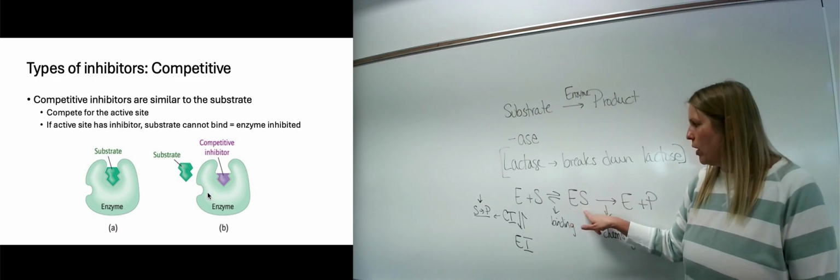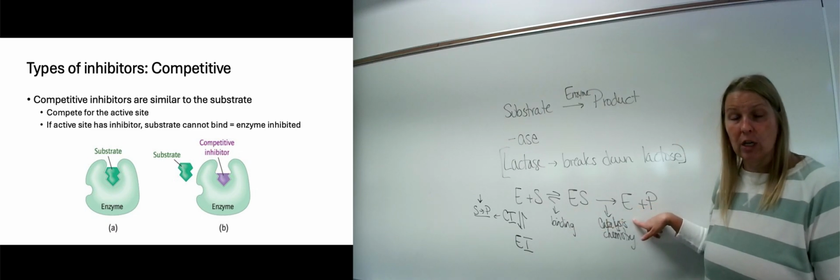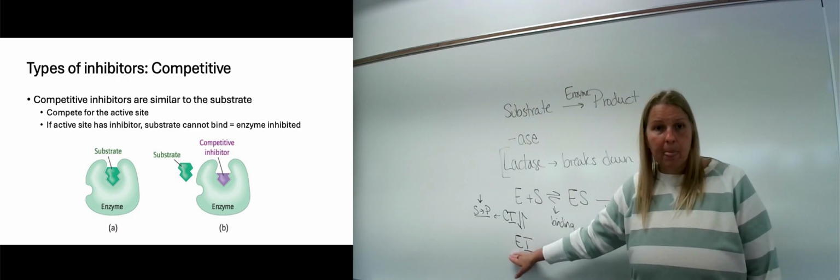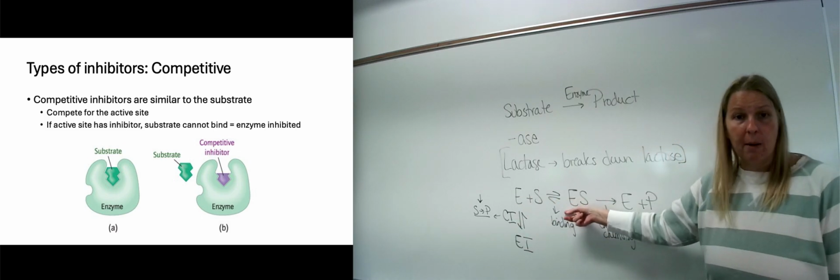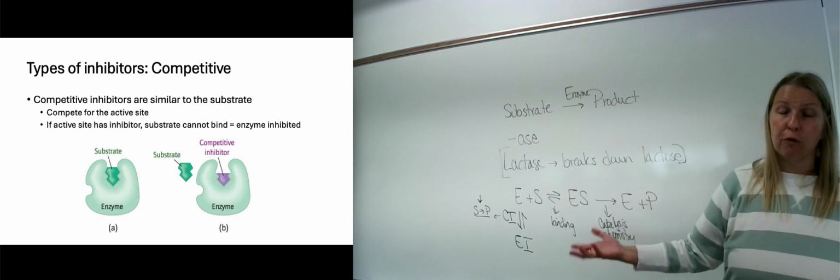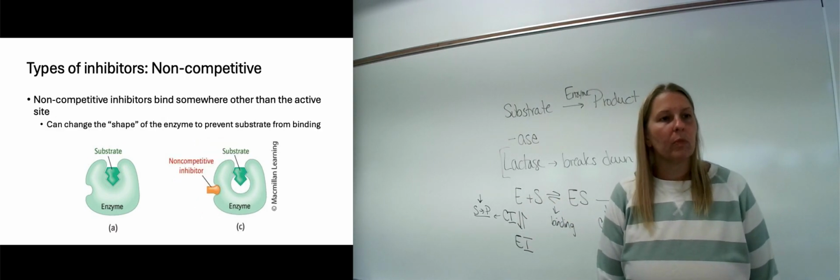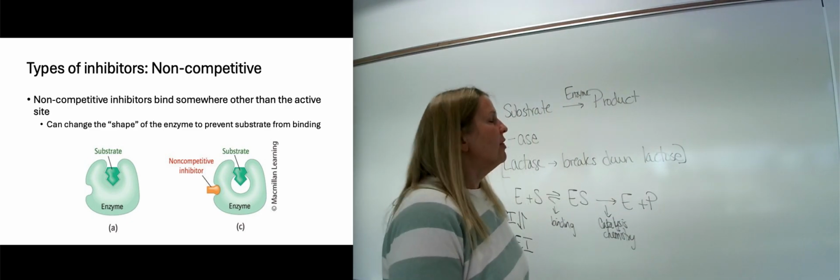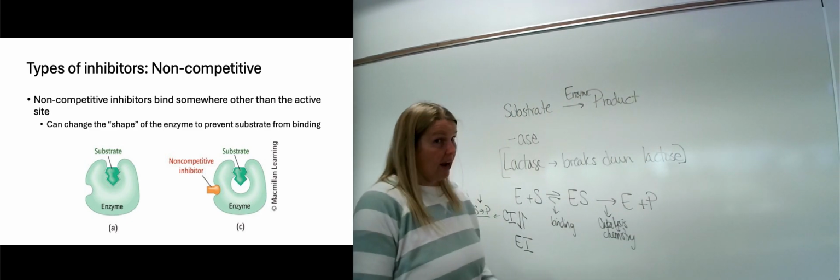The active site is where the substrate binds and where you do the chemistry to convert to product. If you bind the enzyme in the active site, you can't make the enzyme substrate complex, which means you can't make the product. So therefore, your enzyme is inhibited. A non-competitive is the second type that we will talk about. They bind somewhere else other than the active site.